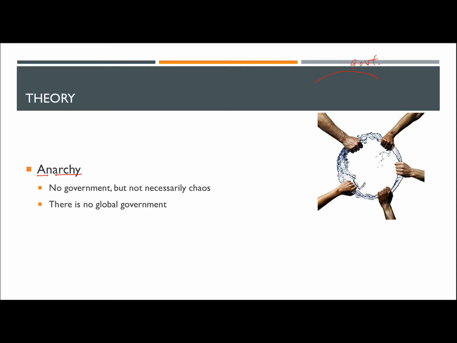If one state messes with another state, there's no government you can go to and get some sort of justice or recompense or whatever you want to call it. So here's what I want you to think about before we move on: how do states interact in a condition of global anarchy?